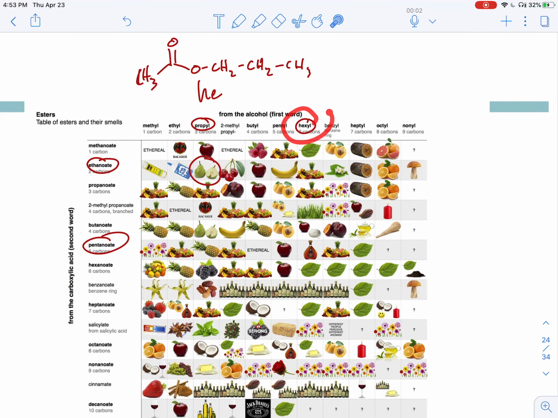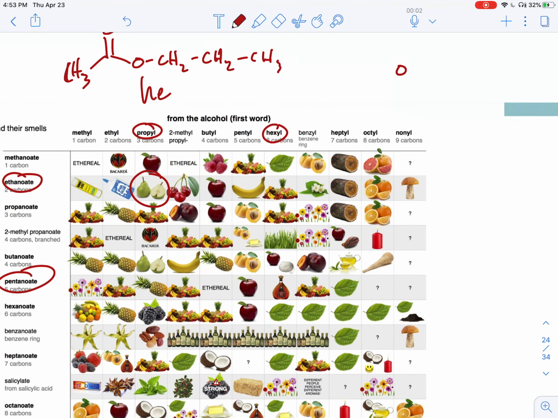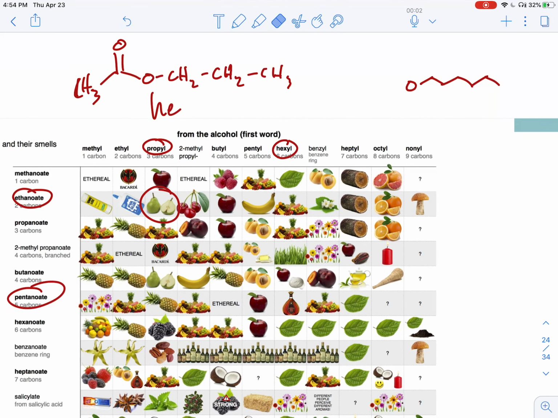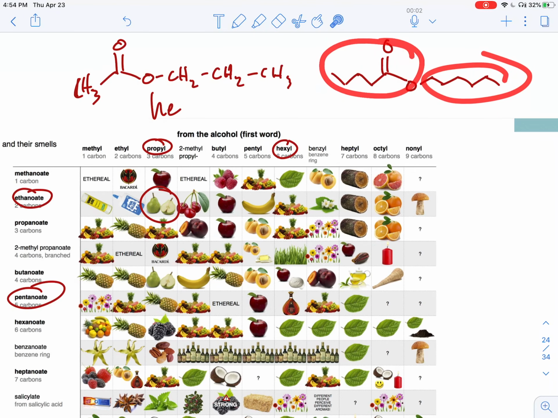So again, how would we draw hexyl pentanoate? Hexyl is the group coming off the O. So this is 1, 2, 3, 4, 5, 6. Oh, 6 for hexyl. 6, hexyl group. And then pentanoate would be 5 carbons. So we've got 1, 2, 3, 4, 5. Double check. 1, 2, 3, 4, 5. There we go. So this would be our hexyl pentanoate.